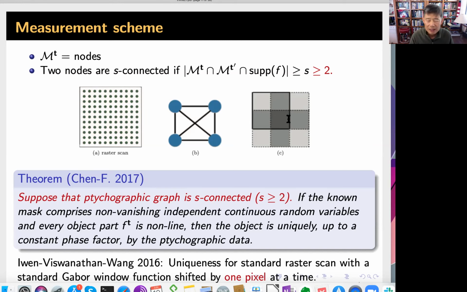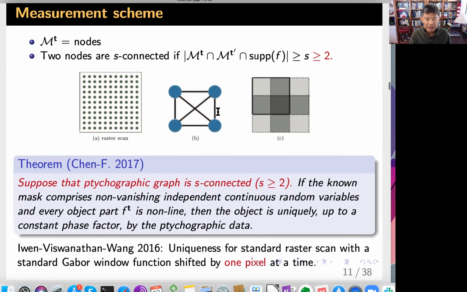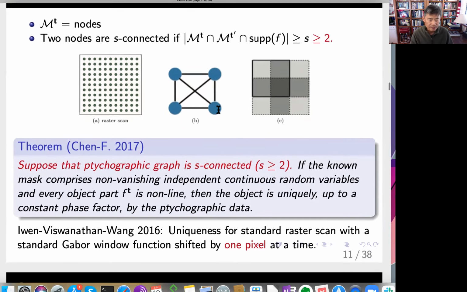The nearby probe, anyway. Now this is of course less than 50%. It's only a quarter, 25% overlap. So if the object is full, then obviously your S will be greater than 2, and then you can draw an edge between any pair of nodes. So if I give you a measurement graph, you can know how my measurement is carried out. It's a convenient way of representing the measurement scheme.